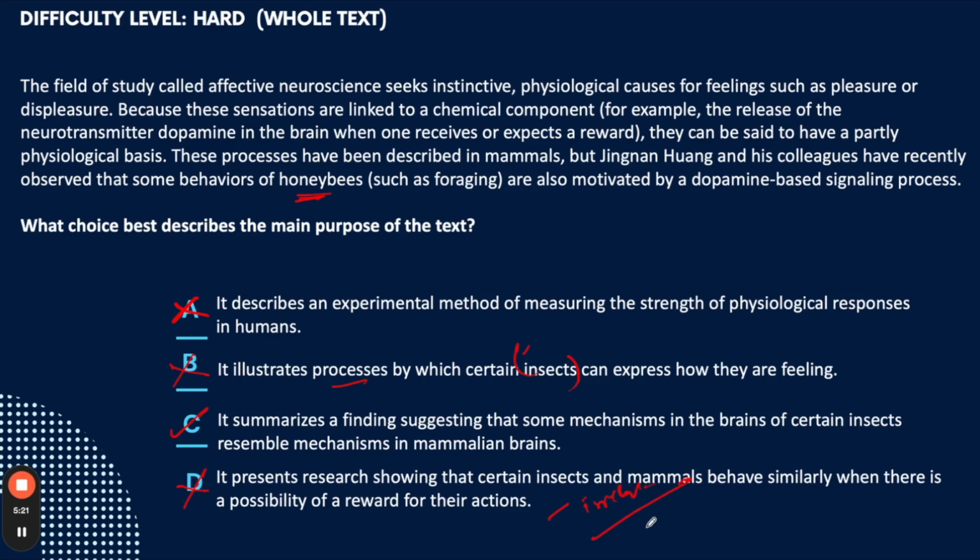So again, if you focus on the right aspects of the text, that is, not getting into the details, you'll definitely be able to pick up the correct option. Now with this understanding, let's pick up the next question.